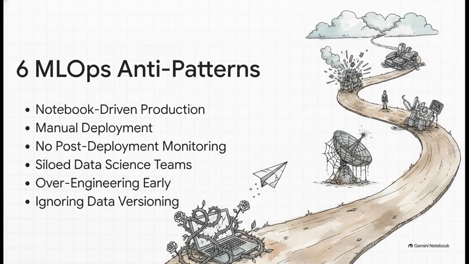Finally, we arrive at Section 6, Scaling to the Enterprise. This covers chapters 9 and 10. Scaling successfully to the enterprise level means actively avoiding 6 highly destructive anti-patterns. We're talking about relying on notebook-driven production, manual deployments, or adopting a deploy-and-forget mindset where you do zero post-deployment monitoring. You also definitely want to avoid working in siloed data science teams, over-engineering your platform way too early, and finally ignoring data versioning, which, by the way, makes reproducing a model completely impossible.